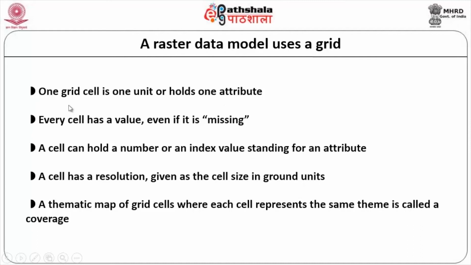What does it contain? One grid cell is one unit, or it holds one attribute. Even if the data is missing, you do not have to worry, it will have a value of 0 at least, and obviously a cell can hold a number or index value standing for a particular attribute. And it also has a resolution, which is the cell size in ground units. When you have a contiguous feature of a particular theme, that set of grid cells is otherwise called a coverage.